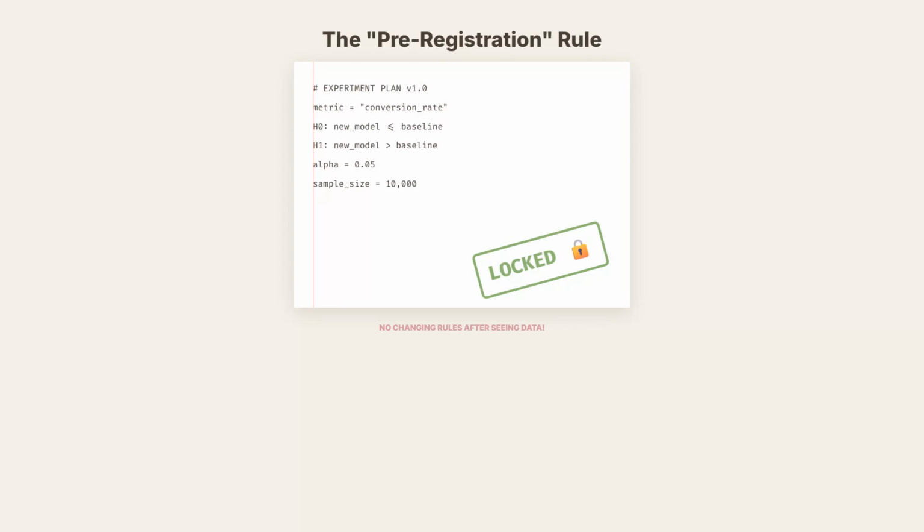Why? Because if you change your hypothesis after seeing the results, for example, switching from conversion rate to time on site because that looks better, you are cheating. That is called p-hacking. It invalidates your p-values and leads to shipping bad models. Using a rigid experimentation framework prevents this and keeps your engineering honest.